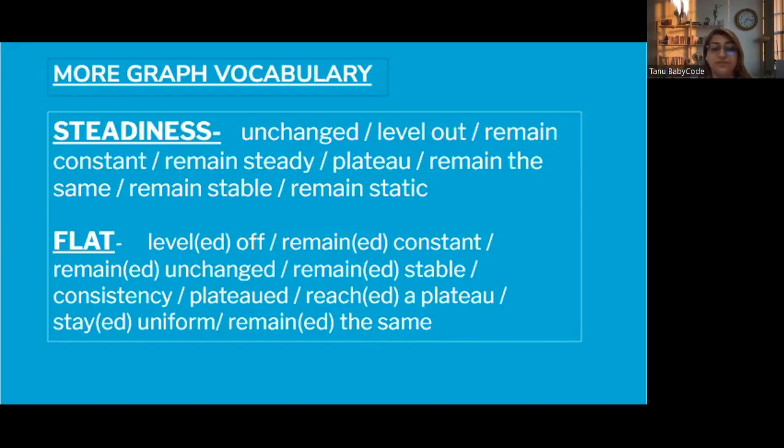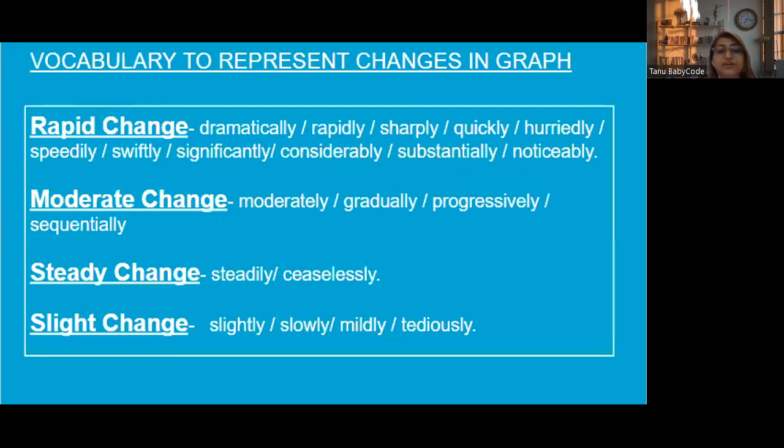Flat. For talking about a flat trend: leveled off, remain constant, remain unchanged, remain stable, consistent, plateau, reach a plateau, stay uniform, or remain the same. That means you're having a flat thing in your graph. Now, when you want to talk about changes in your graph, there are changes.